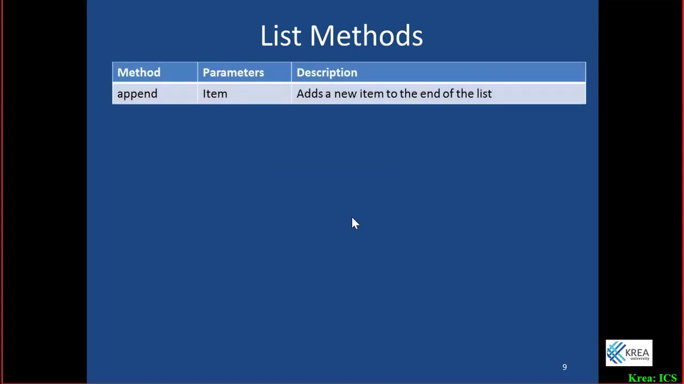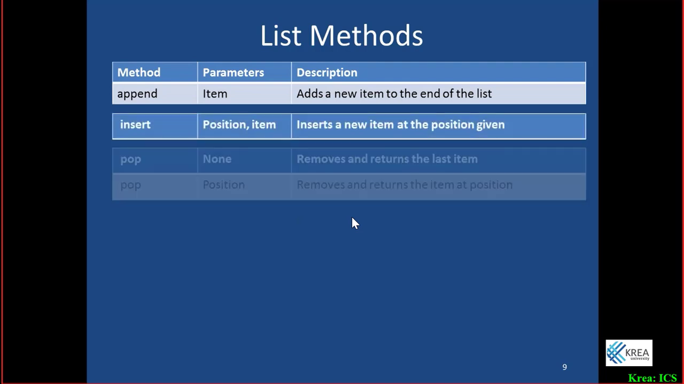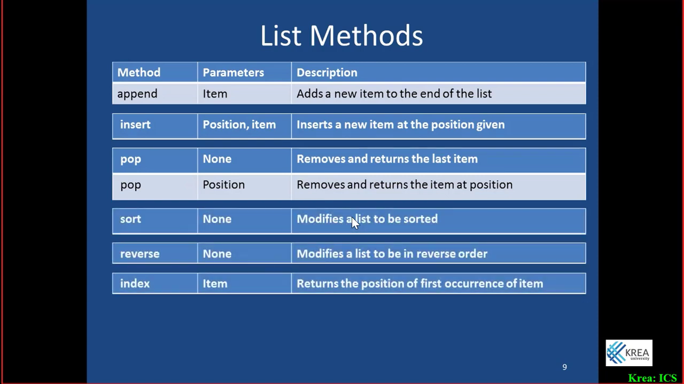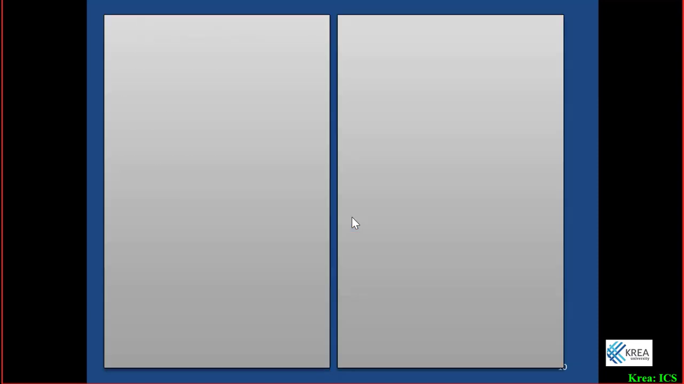There are different inbuilt list methods available, and each method like append, insert, pop, sort, reverse, index, count, remove, all have certain specific descriptions. You can find them in this particular slide. To understand it better, we will look at all these methods with an example.